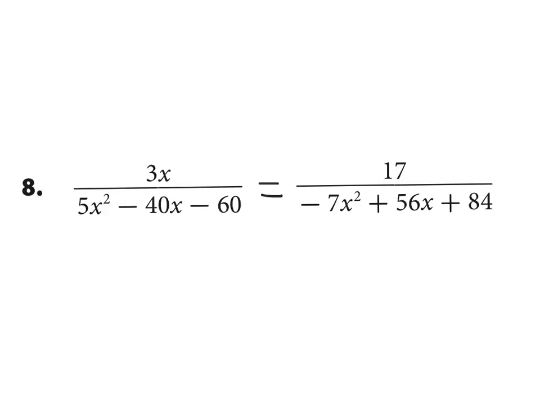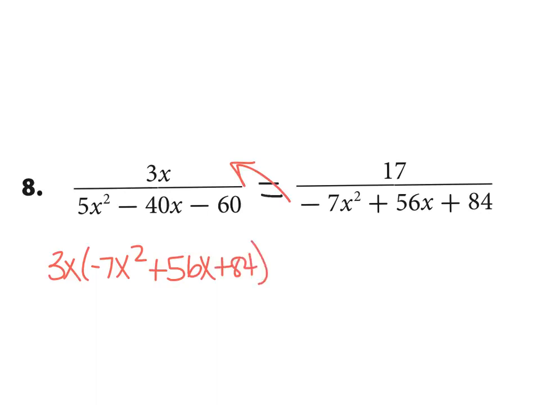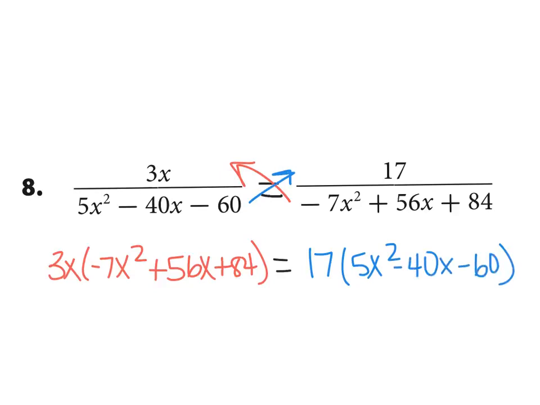Okay, cross multiply and then we can do the factoring part. Alright, so if I cross multiply, I end up on the left side with 3x times negative 7x squared plus 56x plus 84. I'm just rewriting that is equal to the right side. I get 17 times 5x squared minus 40x minus 60.